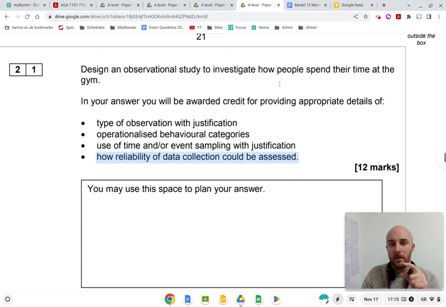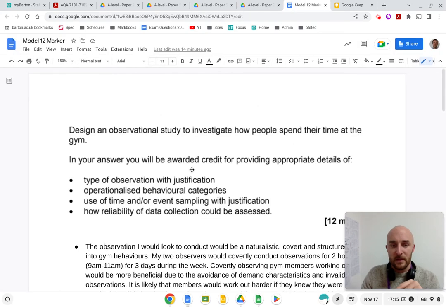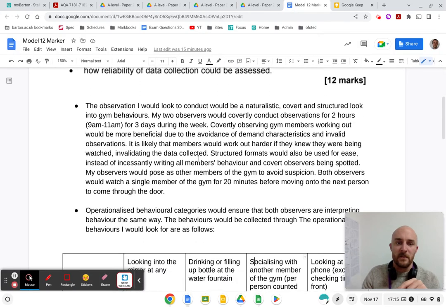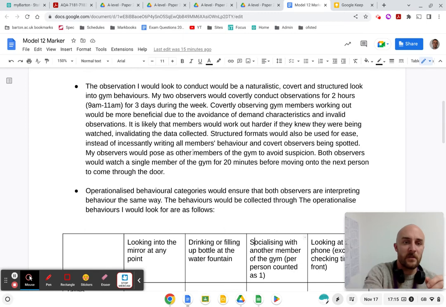Now, luckily for you, I've actually gone through this in a model answer. So look at type of observation. As you can see, feel free to pause this, by the way. I'm not going to read through this because that's a waste of your and my time when you can read it yourself, but it might be worth pausing the video now and just look at the level of detail that I've given.